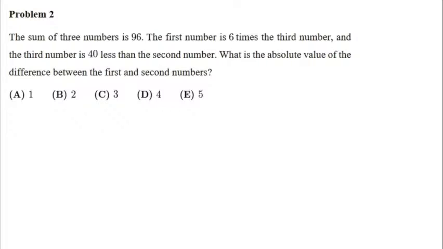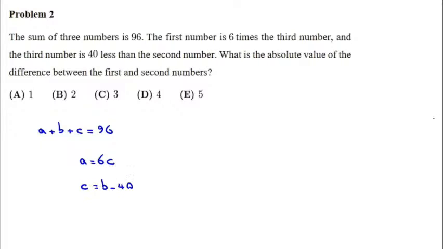AMC 12A problem number 2, 2022. The sum of three numbers is 96. So let's consider the first number A, second number B, third number C. The sum of them is 96. The first number is 6 times the third number. So the first number is A, 6 times the third number, and the third number is 40 less than the second number.